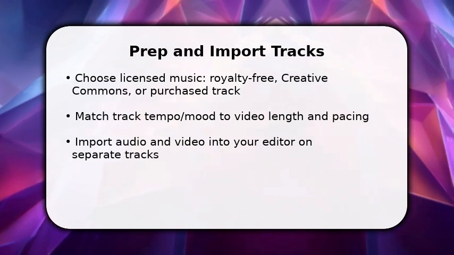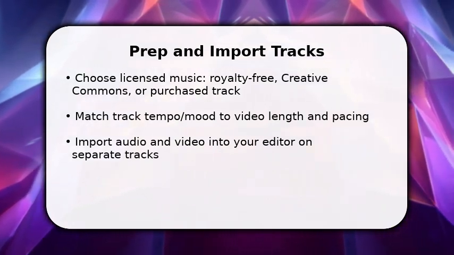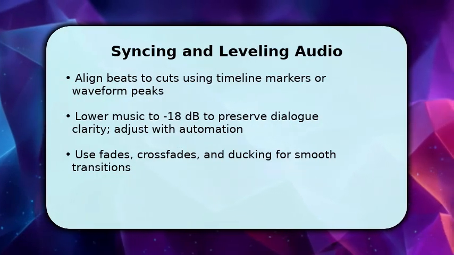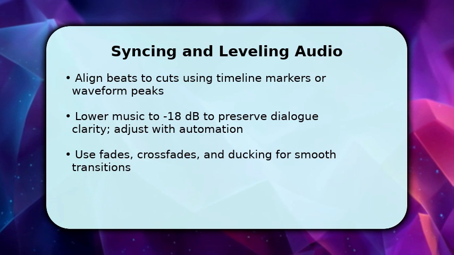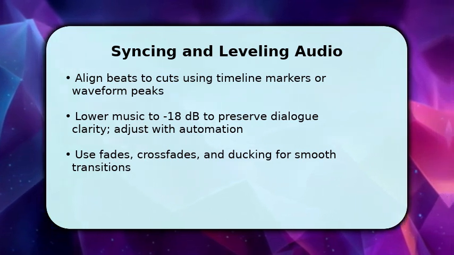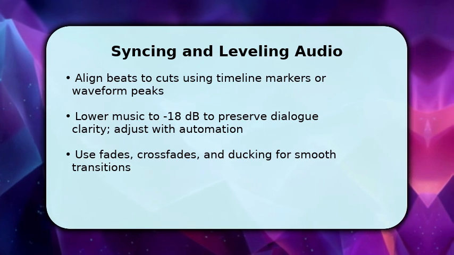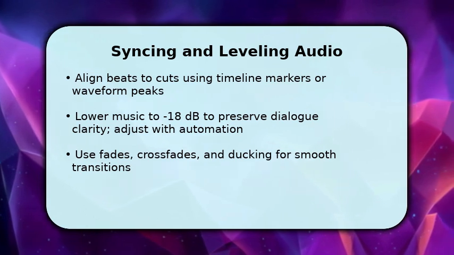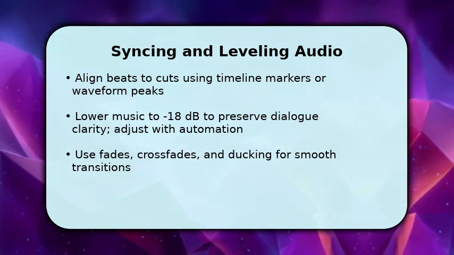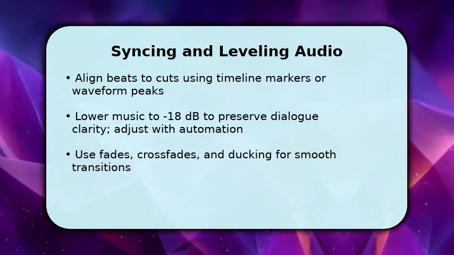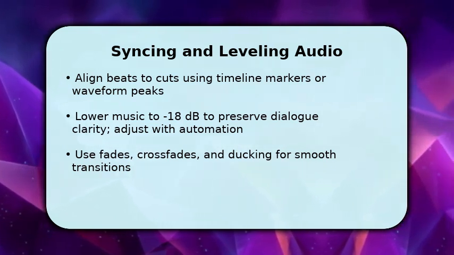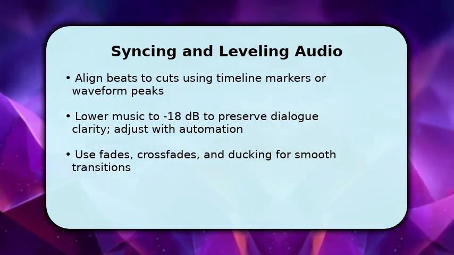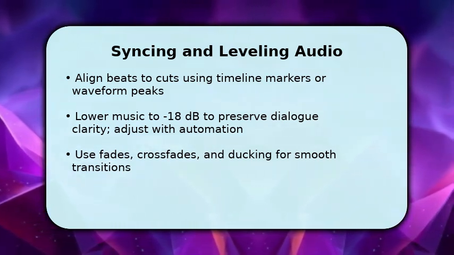Make sure to save a version project file before major edits. You now focus on syncing and balancing. Align waveform peaks or beat markers to your edit points so music accents enhance cuts. Then set a baseline music level around -18 dB when dialogue exists, and automate volume envelopes to duck the music during speech. Once done, add short fades on clip edges and crossfades between music clips to avoid pops. Make sure to preview scenes at conversation volumes and adjust attack/release on ducking to keep natural-sounding transitions.